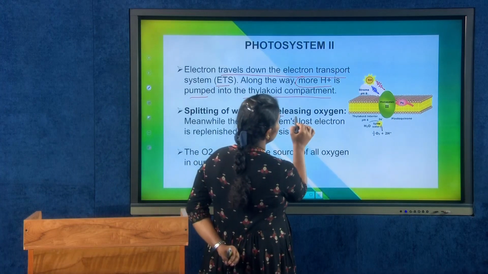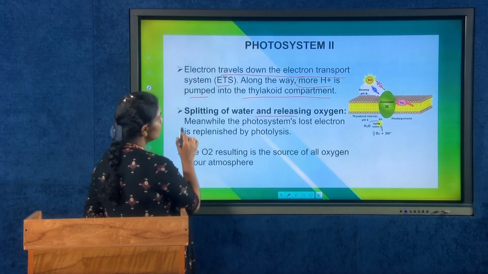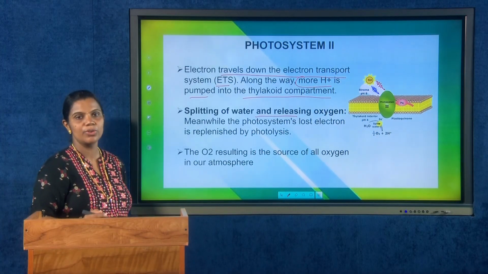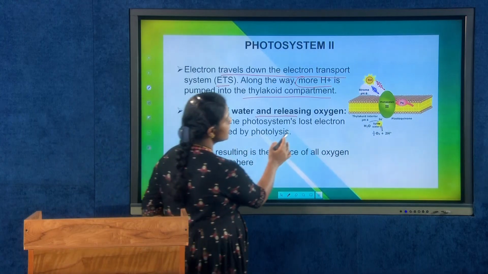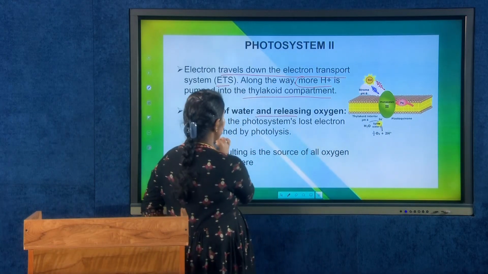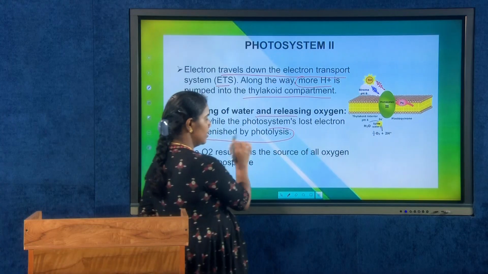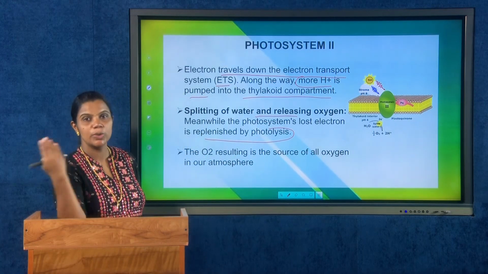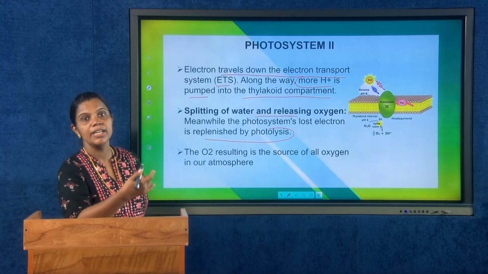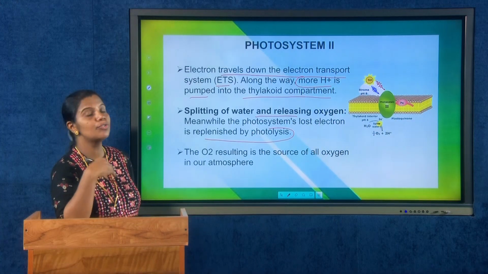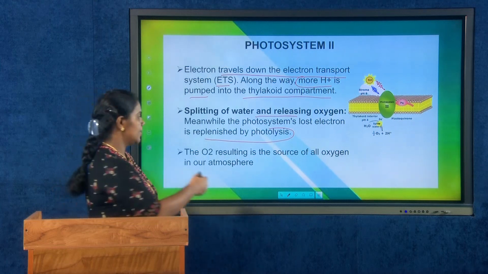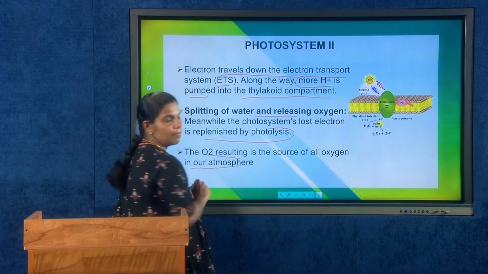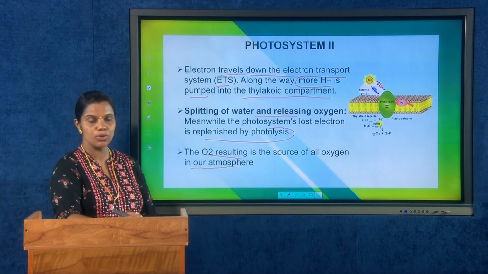Splitting of water and releasing of oxygen. So, by the splitting of water, there is also release of oxygen accompanying that. Okay, you know that. Meanwhile, the electrons lost by the photosystem are replenished by photolysis of water. That is, whatever the photosystem is giving through the electron transport chain to the next one is being replenished by further photolysis of water. The oxygen resulting from the photolysis is given back to the atmosphere. So, this is how photosystem II functions.